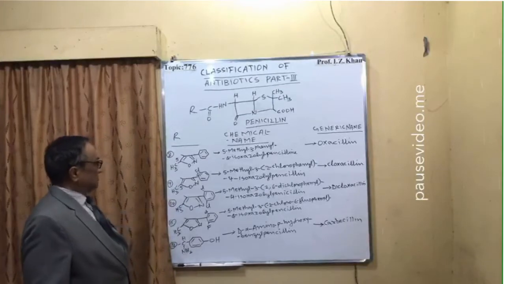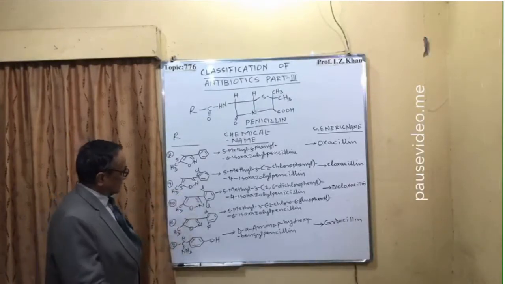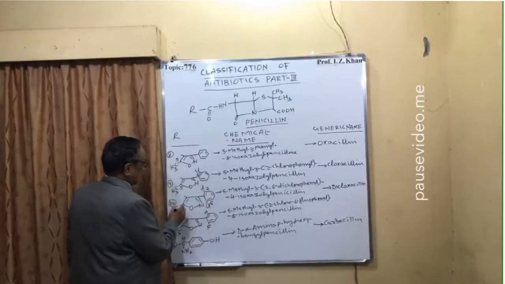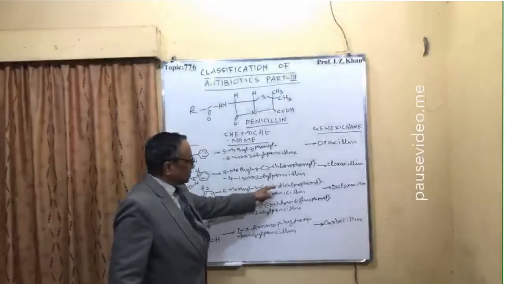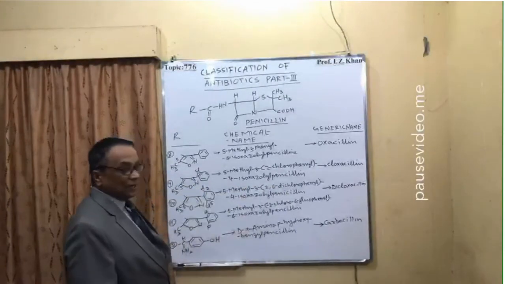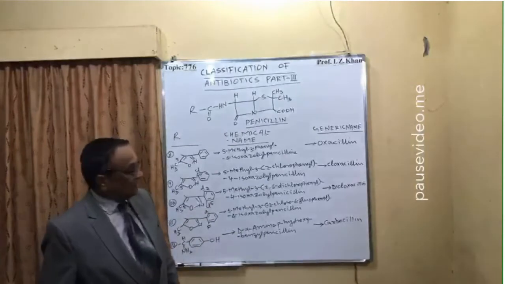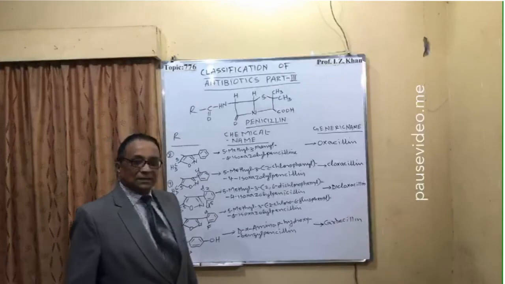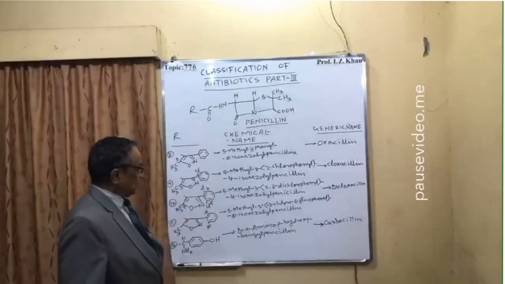Then number 10. Number 10 is here, at 2 and 6, and it is 5. So it is 5-methyl, 3-(2,6-dichloro). At 2 and 6, 2 chlorines are there, so 2,6-dichlorophenyl, and then 4-isoxazolyl penicillin, and its name is dichlorhexacillin. Dichlorhexacillin means there are 2 chlorine substituents.